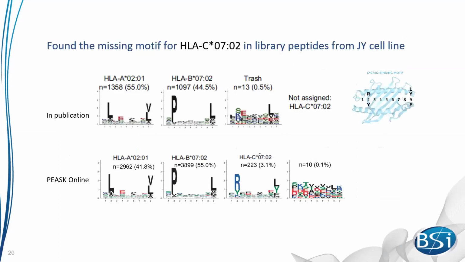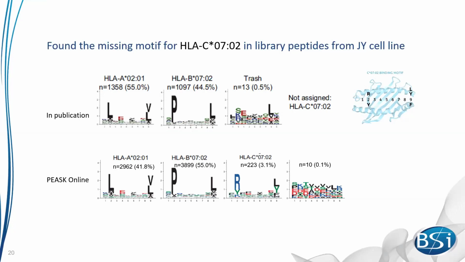And more than that, we also found an answer to one question in the publication. For this cell line, the JY cell line, they missed one expected motif. The possible reason is probably a lower number of peptides, so the sensitivity was not enough. With our pipeline, we successfully found it, and the motif is as expected.